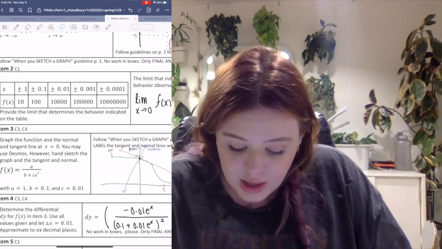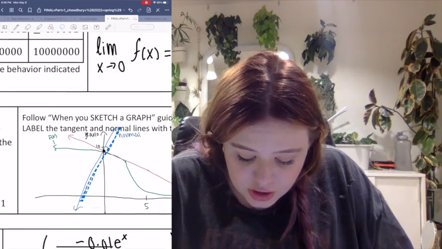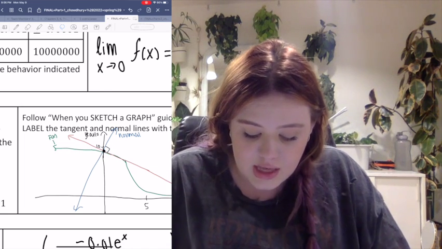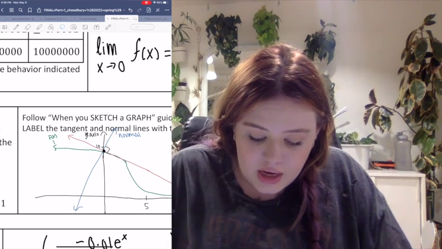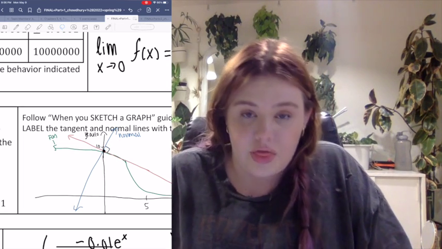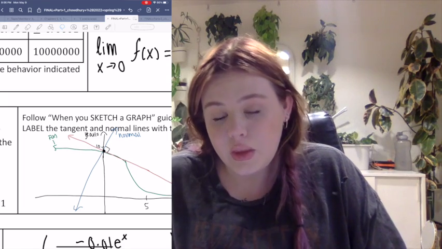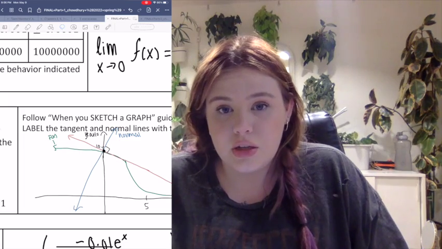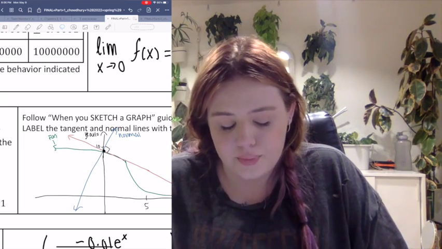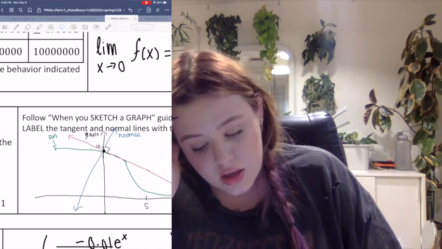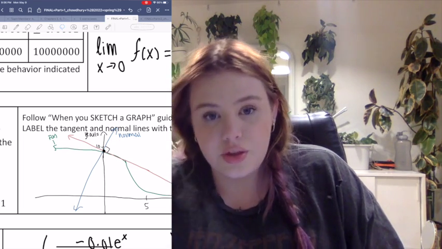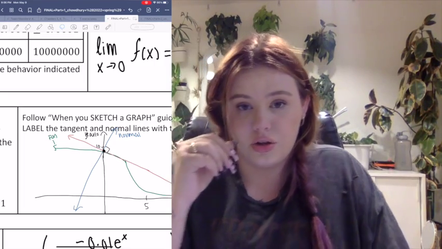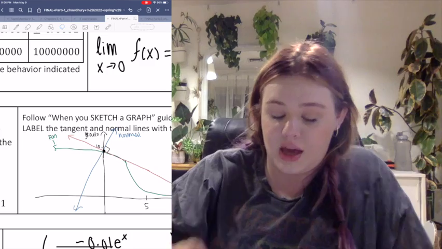Then to find the normal line, which we also graphed, it's perpendicular to the tangent line at that point. So it crosses through the exact same point right there. And it has a 90-degree angle to the other line. And a normal line's equation, its slope, comes from the slope being the negative reciprocal of the original tangent line.